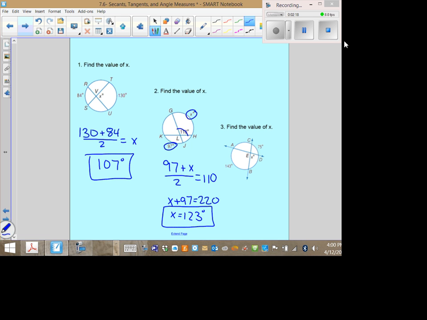This one's a little different. First, we're going to solve for this angle by taking (75 + 143) divided by 2. So that gives us 109 degrees for this angle here. And note that x and that angle are a linear pair. So we take 180 minus 109, and we get x to be 71 degrees.